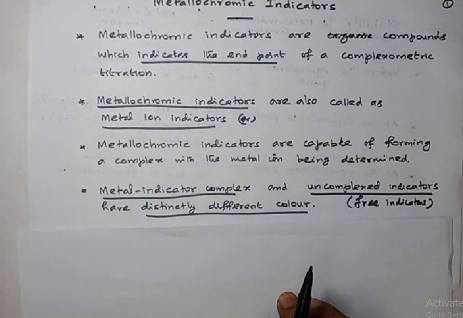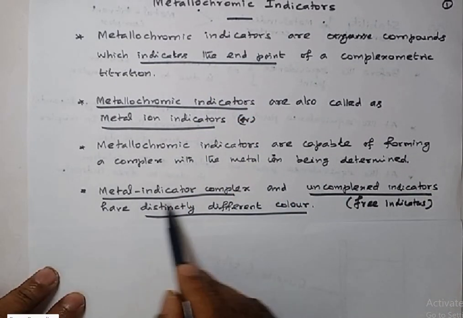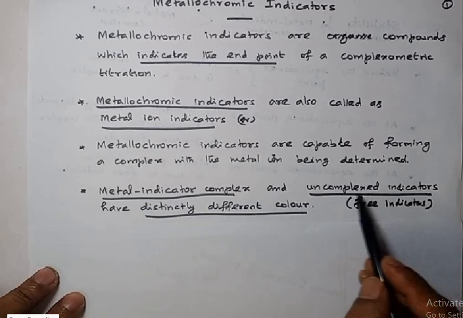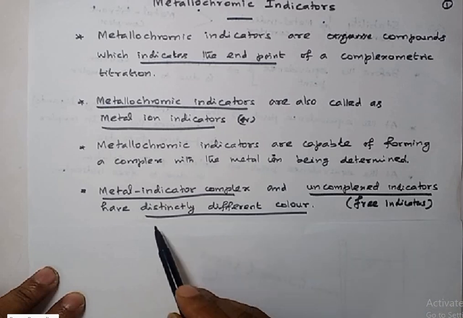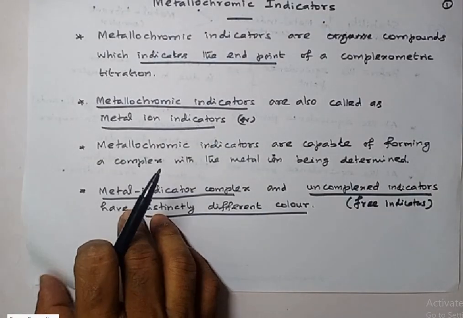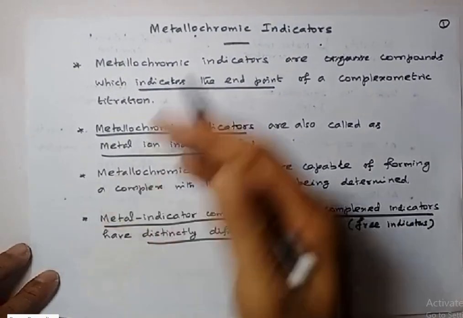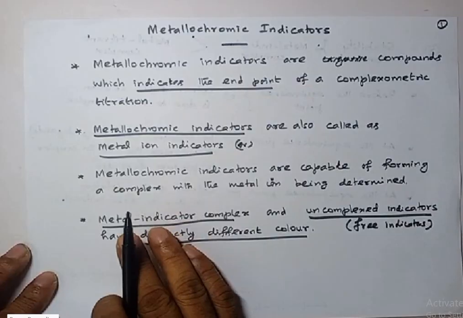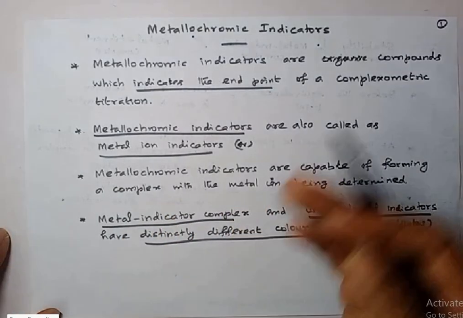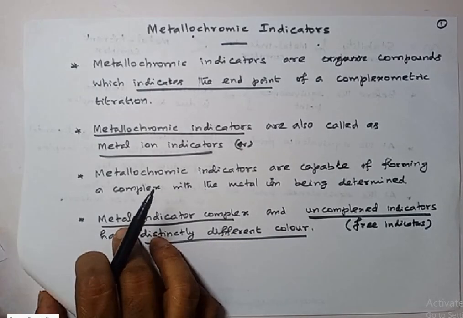I repeat, metal indicator complex and the uncomplexed indicator, meaning free indicator, have distinctly different color. This is a very, very essential point. You should keep in mind, whatever metallochromic indicator you use, the metal indicator complex should have one color and the free indicator should have a different color.